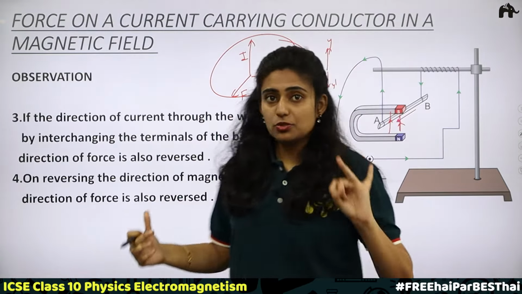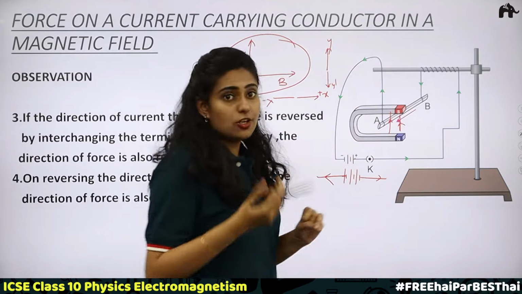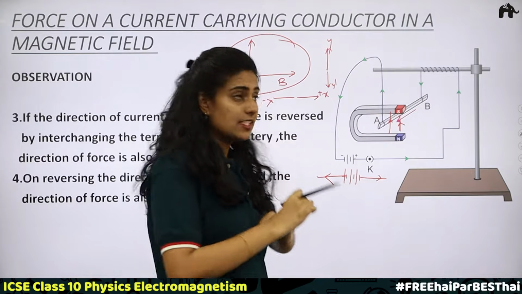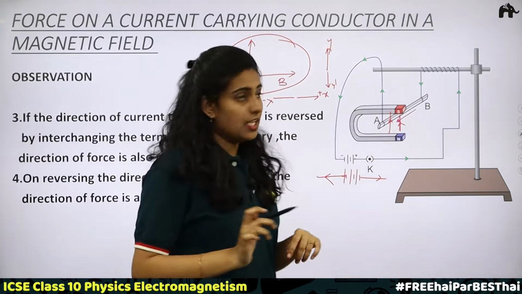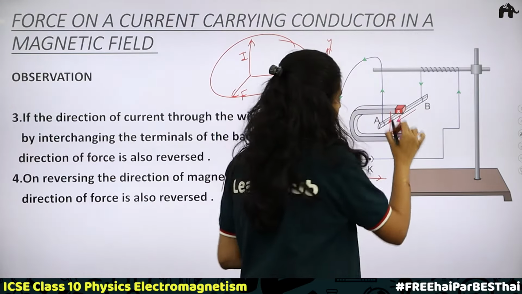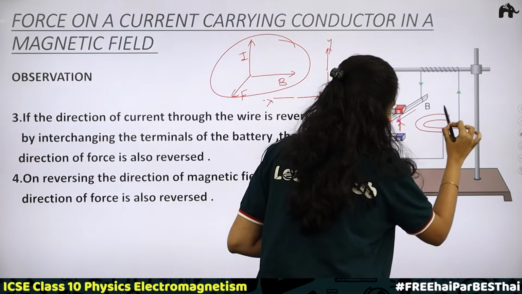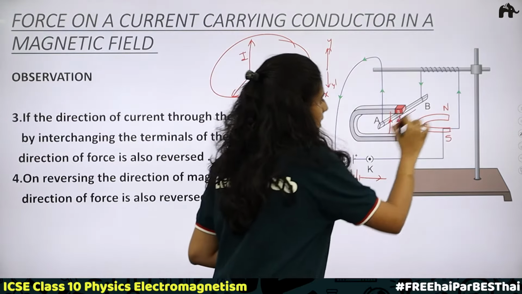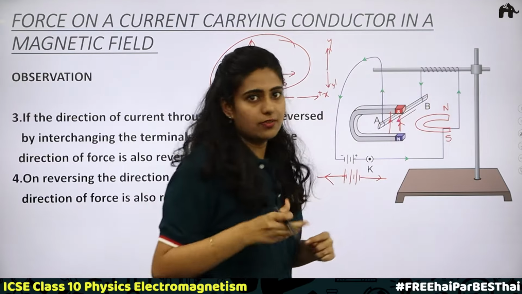also reversed. So there are two steps that can be done in order to reverse the direction of force or direction of motion. First is changing the terminals of the battery, reversing the current, and the second is changing the magnetic poles. Here in this way, we can see the field lines go from north to south. Now if you change it this way, north here and south here, again what happens? The direction will change. The direction of motion or the direction of movement of the wire will change.